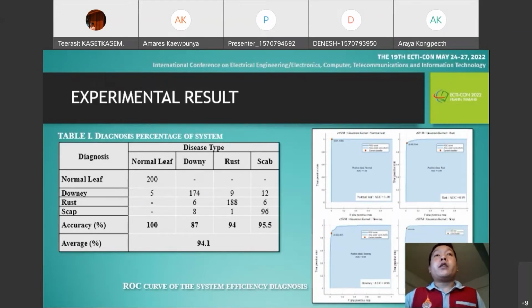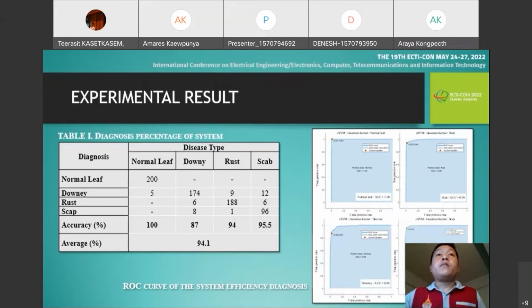The areas under the curve are as follows: normal AUC is equal to 1. For downy, the AUC is 0.98, and rust is equal to 0.9. And the last one, scab, is equal to 0.99, according to the test result of each disease from Table 1.